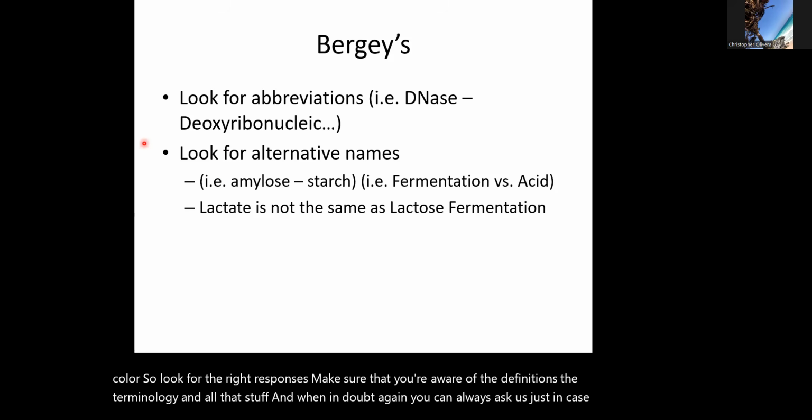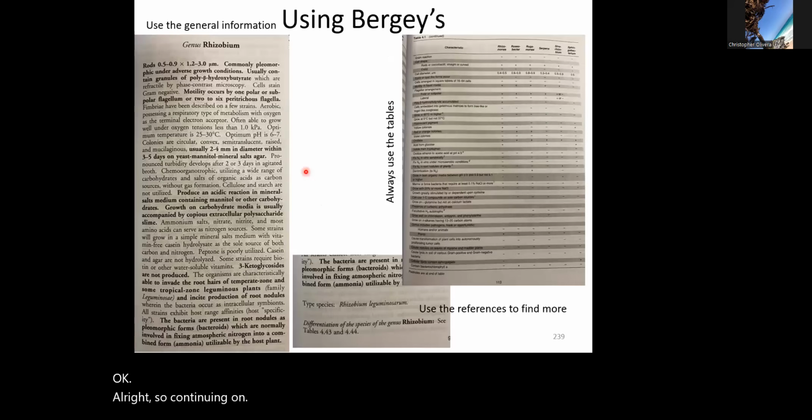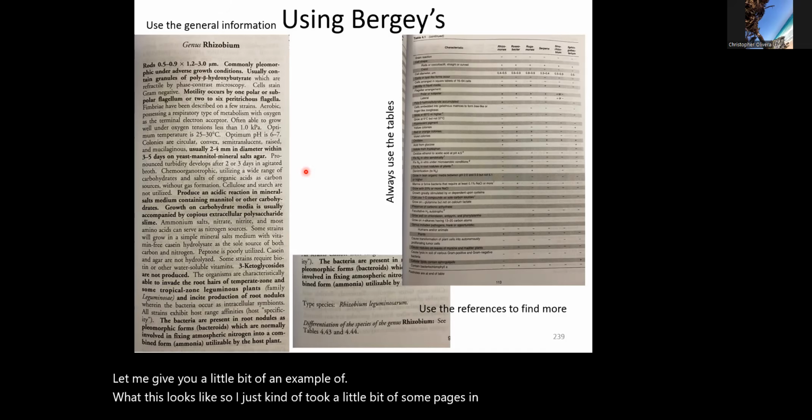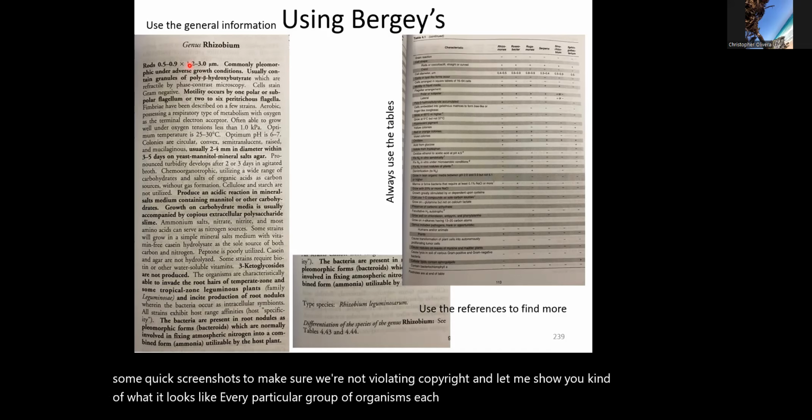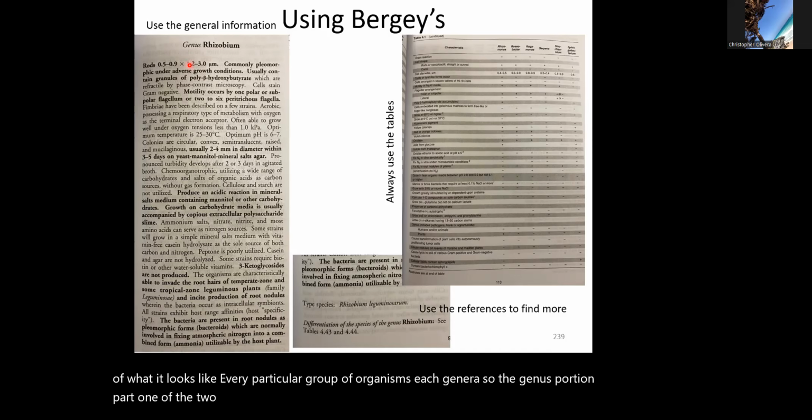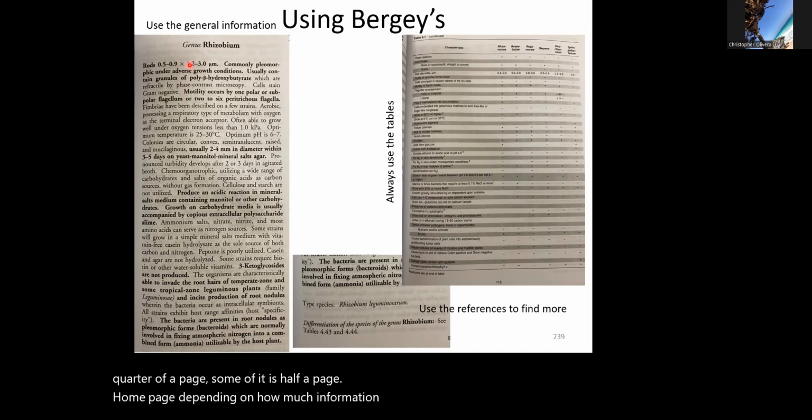All right, so continuing on, let me give you a little bit of an example of what this looks like. I took some quick screenshots of a few pages to make sure we're not violating copyright, and let me show you what it looks like. Every particular group of organisms, each genus, the first part of the two terms, will have an introductory paragraph. Some of it is a quarter of a page, some a half page, some a full page, depending on how much information we know about it. So always look there for any particular tests.